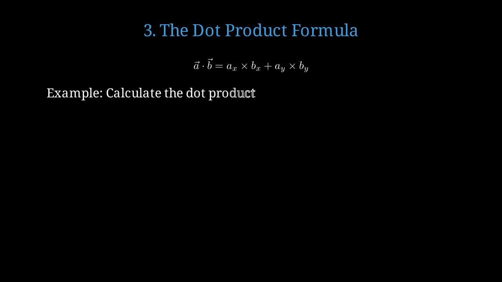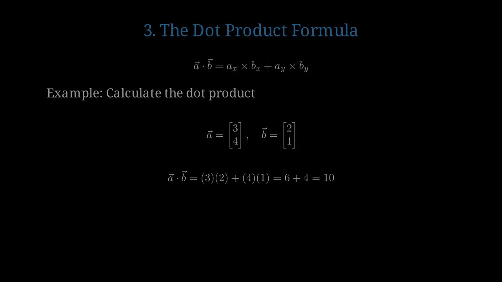The dot product is the mathematical tool we use to measure this similarity. The dot product of two vectors equals the product of their x components plus the product of their y components. Let's calculate an actual dot product with specific numbers. We have vector a equals (3, 4), and vector b equals (2, 1). The dot product equals 3 times 2 plus 4 times 1, which gives us 6 plus 4 equals 10.